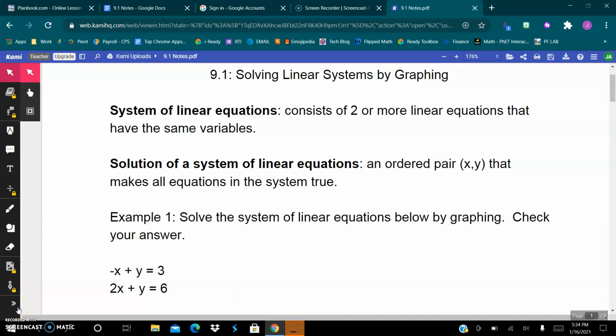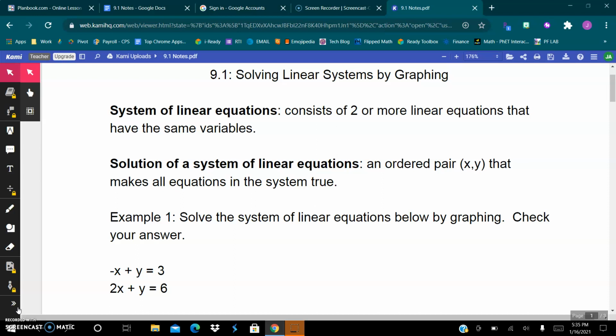Module 9 is looking at systems of linear equations. A system of linear equations consists of two or more linear equations that have the same variables. In Algebra 1, we are just going to look at two linear equations at once, and both of those will have two variables. So we'll have an x and a y.